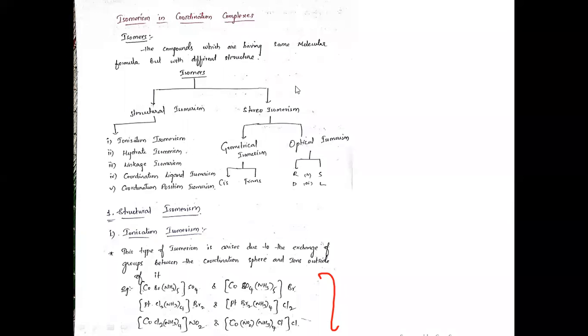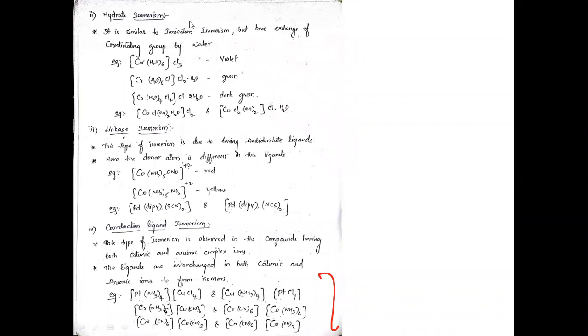Let us take another example. This was one of the classifications of structural isomerism, which is ionization isomerism. The next one is hydrate isomerism. Sorry, see here. So this next one is hydrate isomerism. So what is actually the isomerism here? What is hydrate isomerism?